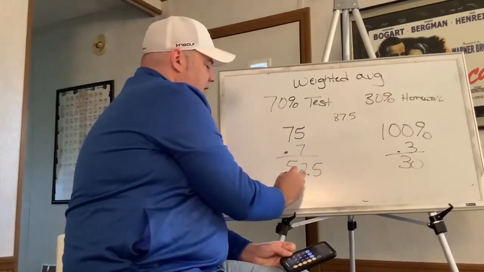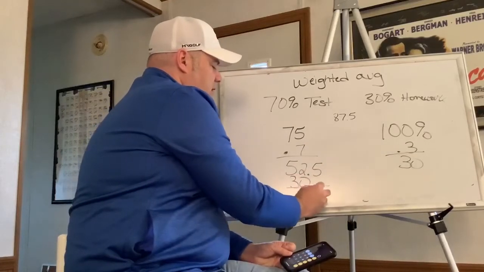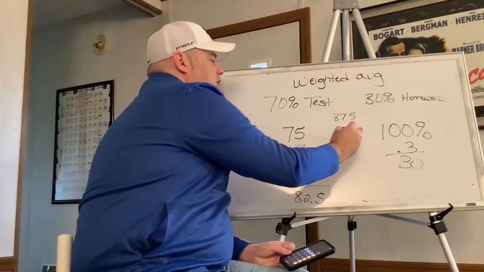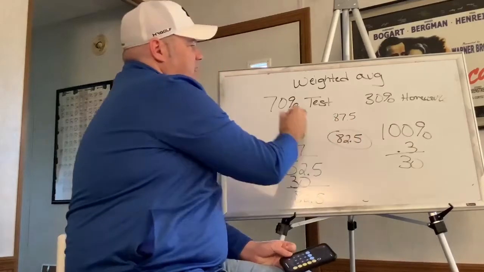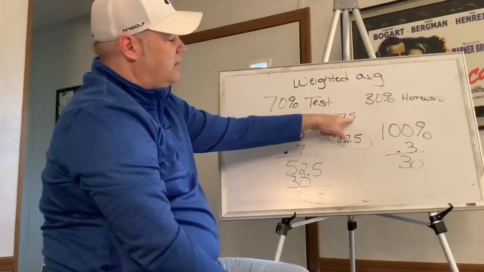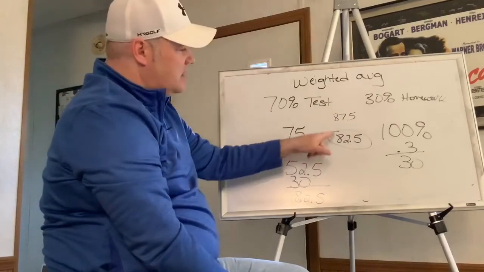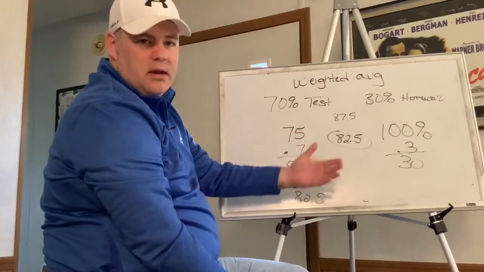And so I'm going to add that to the 52.5, and I get an 82.5. Okay, so that's my score. That's my percentage in this weighted average. It was 5% lower than the straight average, and that's because I scored lower on my test, which was worth more. Not drastically lower, but a little bit lower.